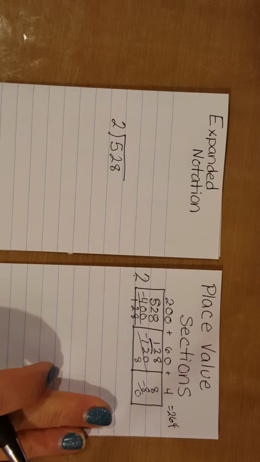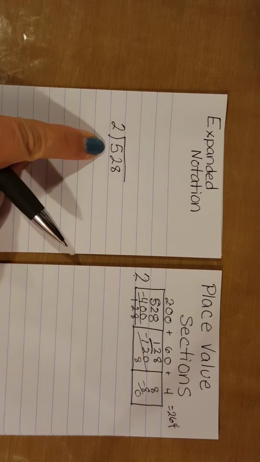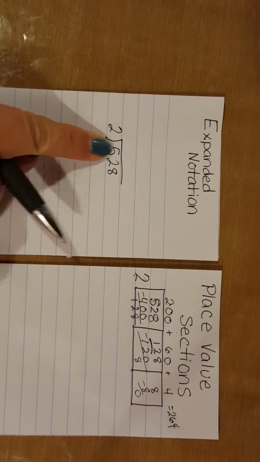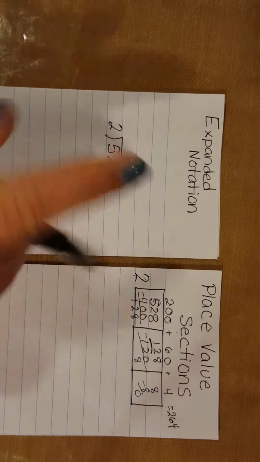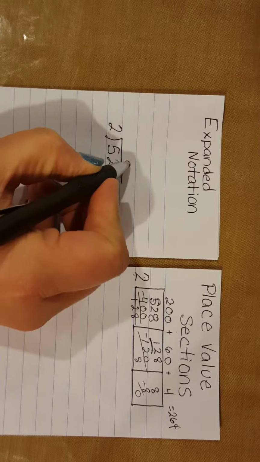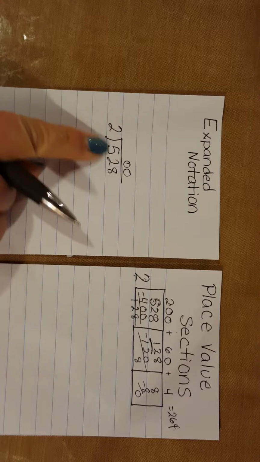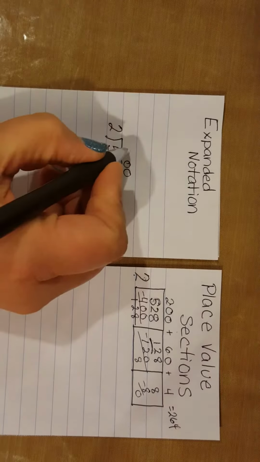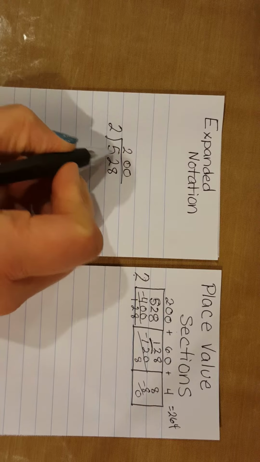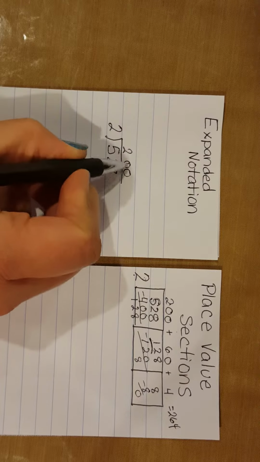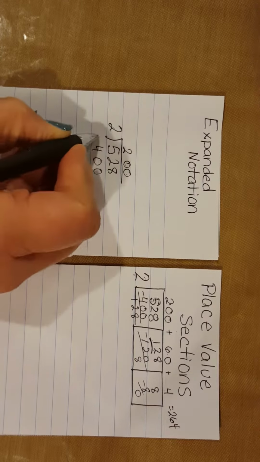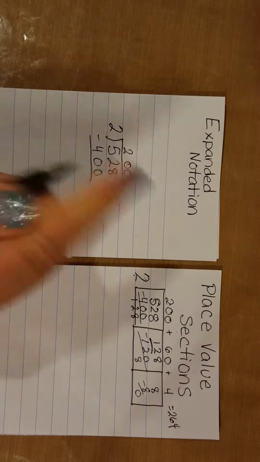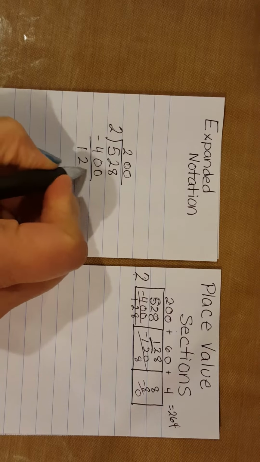Just like I did with the place value sections, I'll try to show you side by side, I am going to divide just the first place value, which is the 5, which is 500s. And so I'm going to mark my other places with a 0. 5 divided by 2 is 2, and then I'm going to multiply 200 times 2, which is 400. Then I subtract. When I subtract, I get 128.